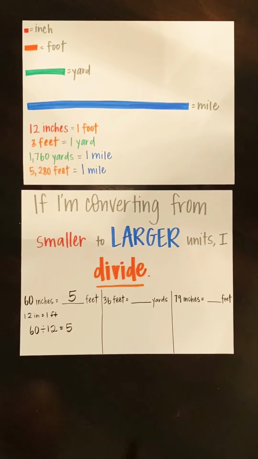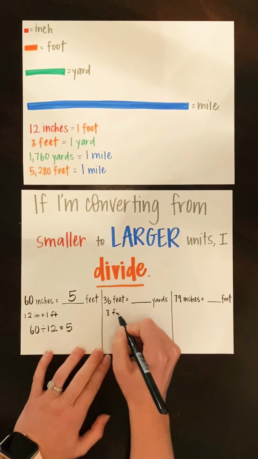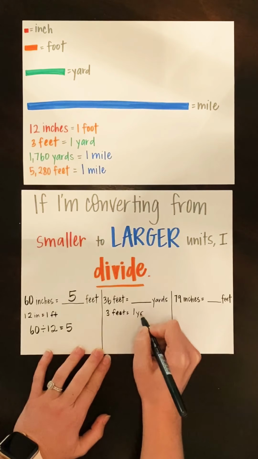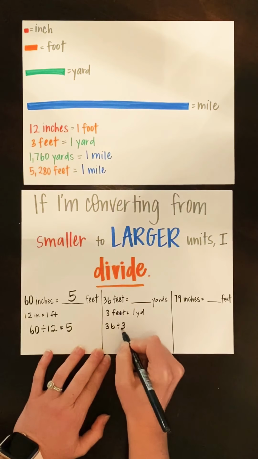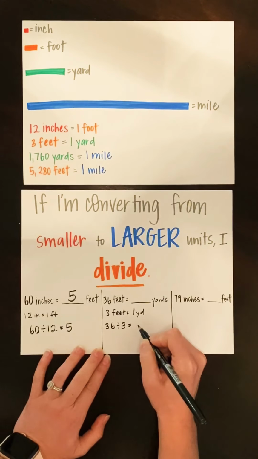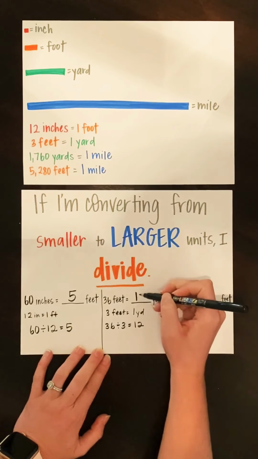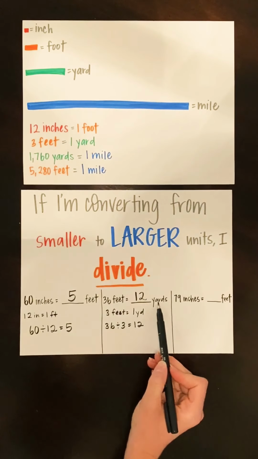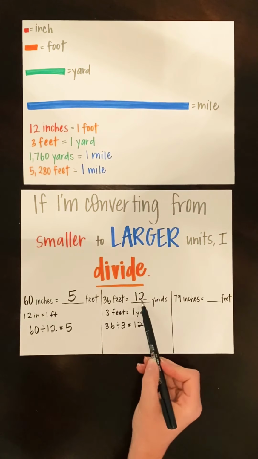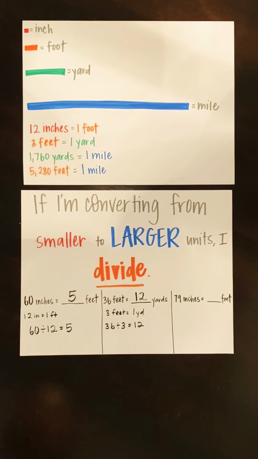If we wanted to look at 36 feet is how many yards? Well, I know that 3 feet is 1 yard. So I'm going to divide 36 by 3, and I know that that is equivalent to 12. So 36 feet is 12 yards. And you could even check with multiplication. Pretend that you were going from yards to feet. 12 times 3 is 36. 5 times 12 is 60.